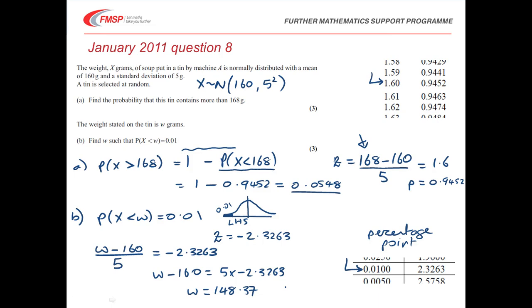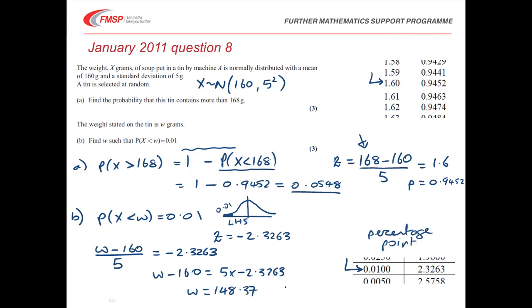Your method mark, as with most of these, is for recognizing that you are trying to use a z value of some description, and you're standardizing. So the method mark comes from standardizing, the W minus 160 over 5. You get an independent mark for choosing the correct z value. And again, if you do not choose 2.3263, you run the risk of losing marks.